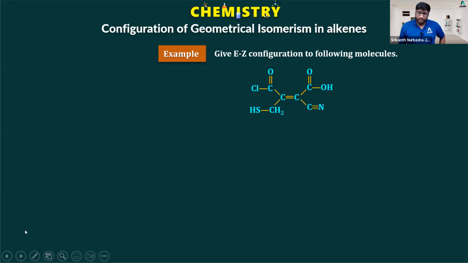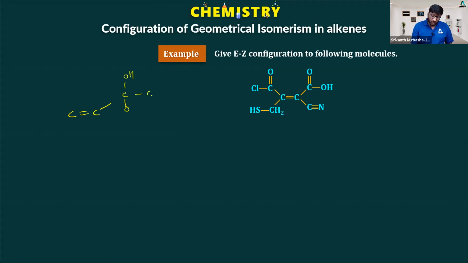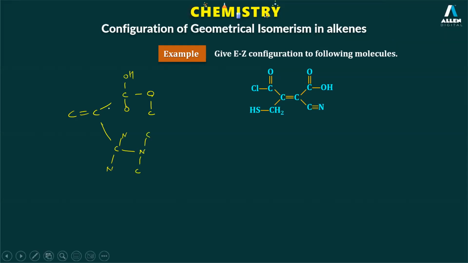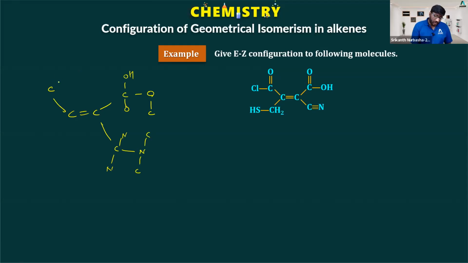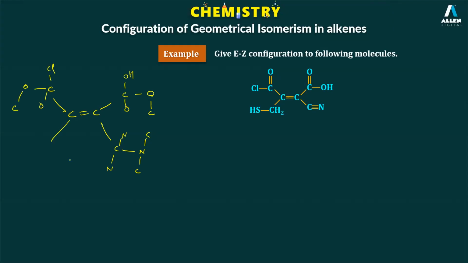So I can write this molecule in this fashion. C double bond C, C double bond OH, how can we treat it? COH, C, O, O. C triple bond N, how can I write? C, N, N, N, N, C, C, C. C double bond to Cl, C, Cl, O, O, C, CH2, CSH, CH2, SH.